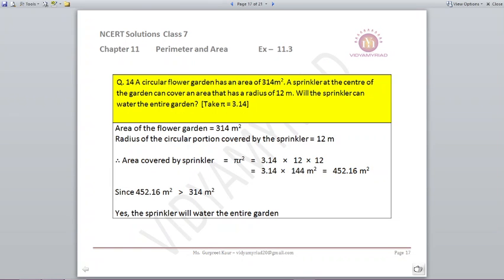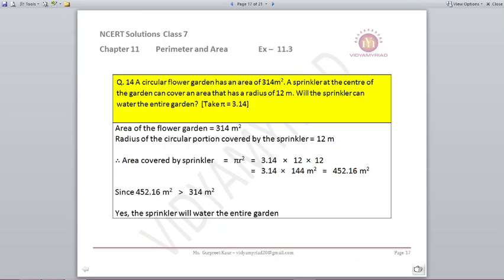Question number 14. A circular flower garden has an area of 314 meters square. A sprinkler at the center of the garden can cover an area that has a radius of 12 meters. Will the sprinkler water the entire garden? Pi to be taken as 3.14. Now the area of the flower garden is 314 meters square. The radius that the sprinkler can cover is 12 meters.